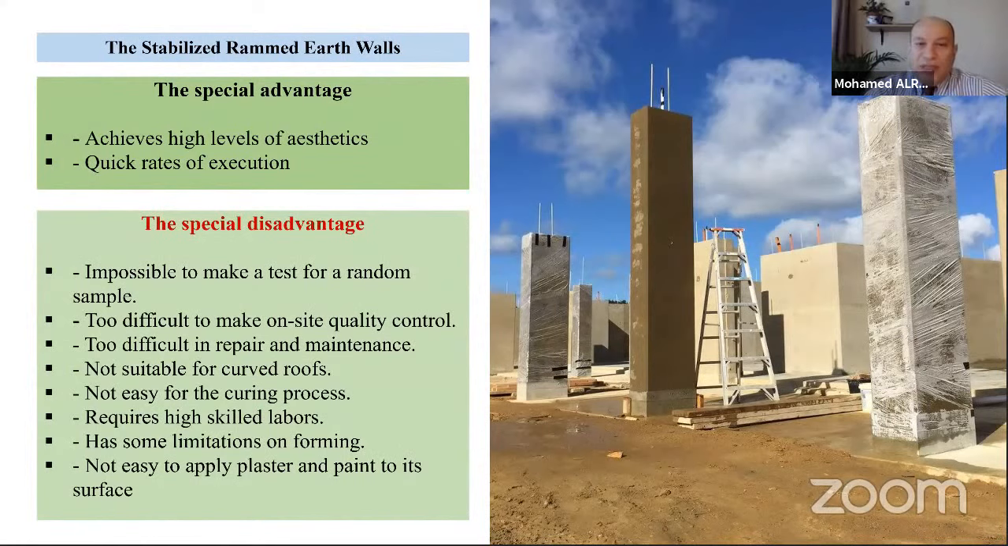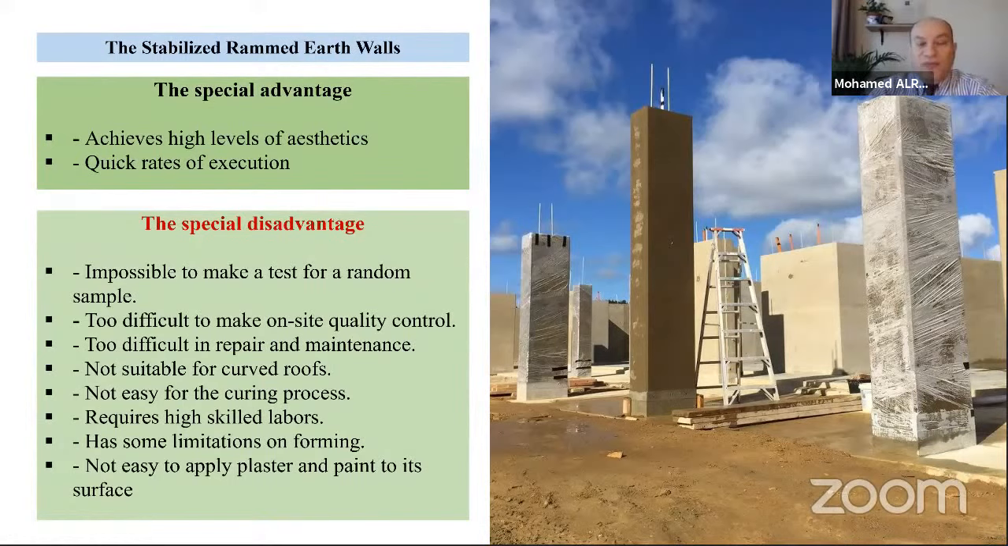This technique still needs to be treated. The first and most important deficiency is that until now it is impossible, maybe later on it would be treated, to make a test on a random sample. You cannot take a random sample of a wall and go to the laboratory to test it under the laboratory test equipment. And it is too difficult to do on-site quality control, because the moment you remove the form, you have the produced piece of wall. So you cannot control during the process how much it is compacted, or how homogeneous the material is, and so on.